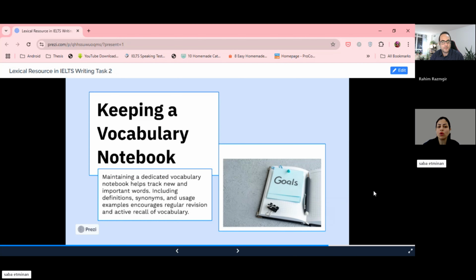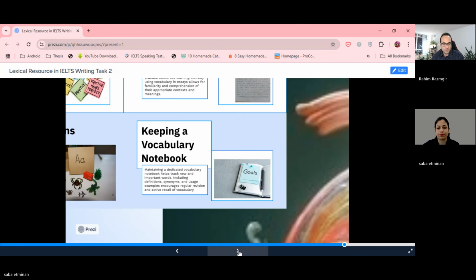And keeping a vocabulary notebook. Maintaining a dedicated vocabulary notebook helps track new and important words, including definitions, synonyms, and usage examples, encourages regular revision and active recall of vocabulary. And just review it as many times as you want.